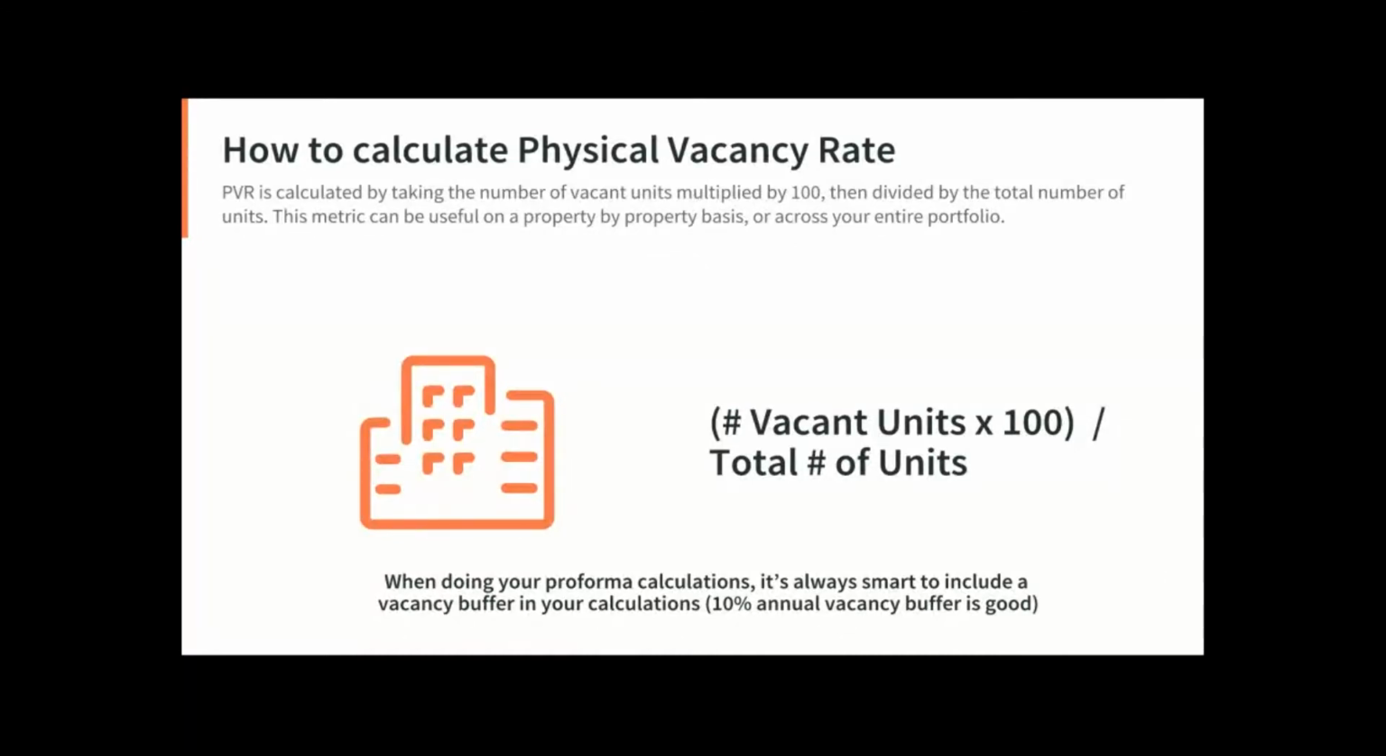When doing your pro formas, it's always smart to include a vacancy buffer in your calculations. I personally always use 10%. Some people use 5%, but it's always good to include that in your projections.